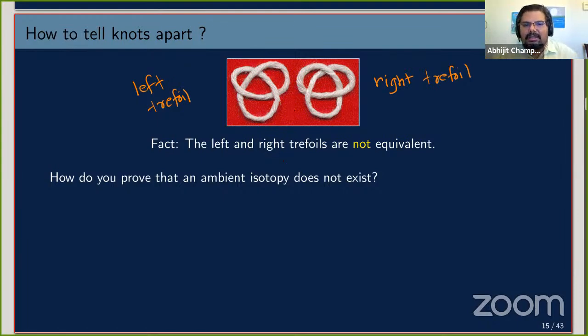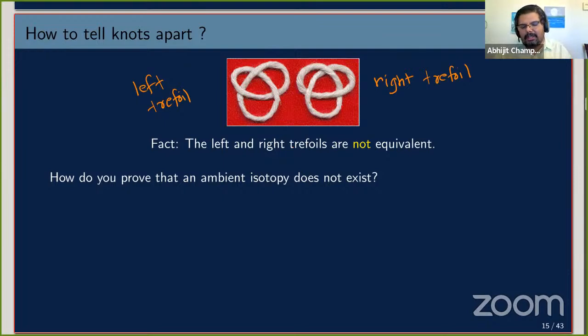So this is a reflection. So the left trefoil is a reflection of the right trefoil. And these are not equivalent, because that's not trivial to show. And it takes some work to show that. But note that when we talked about equivalence, this ambient isotopy which we're talking about is homotopic to the identity, so it's orientation preserving.